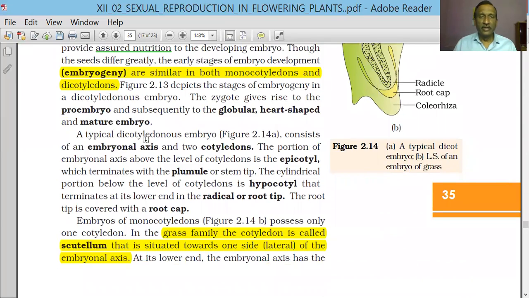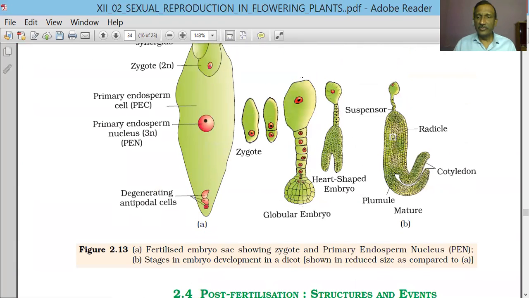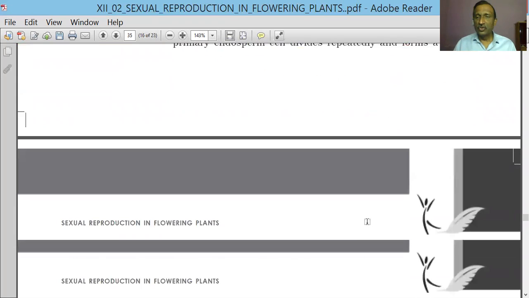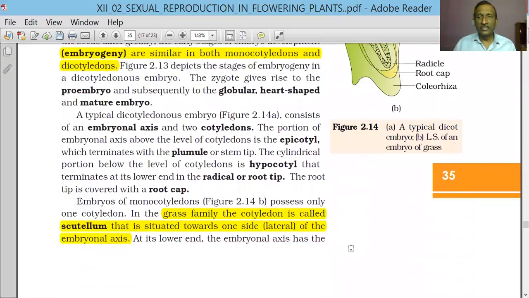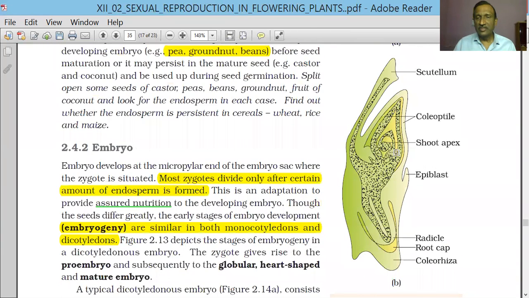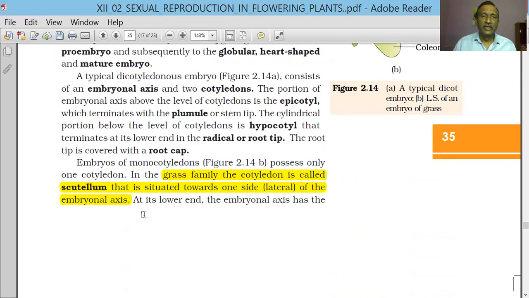Now, a typical dicotyledonous embryo consists of an embryonal axis. This particular part is called the embryonal axis, where the plumule, the radicle, root cap and hypocotyl are, and these will change into the cotyledons, those two heart-shaped structures. Whereas in a grass family plant, there is only one cotyledon, and that is called the scutellum. In all monocots, there is only one cotyledon. So this is the embryonal axis and two cotyledons.